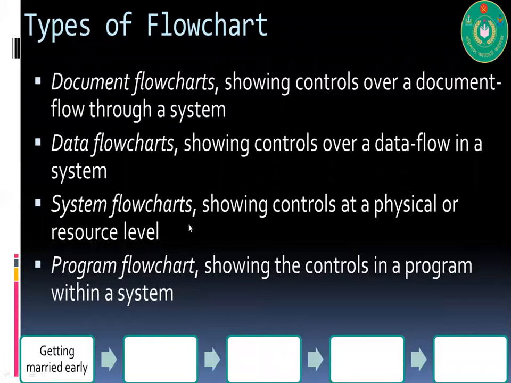Now, types of flowchart. Document flowcharts show controls over a document flow through a system. Data flowcharts show controls over data flow in a system. The next type is the system flowchart, showing controls at a physical or resource level. Finally, the program flowchart shows the controls in a program within a system. These are the basic four types of flowchart. There might be several other types, but these are the basic four.